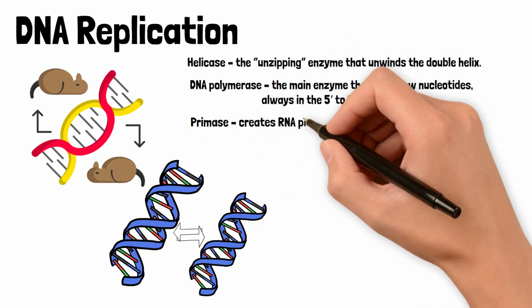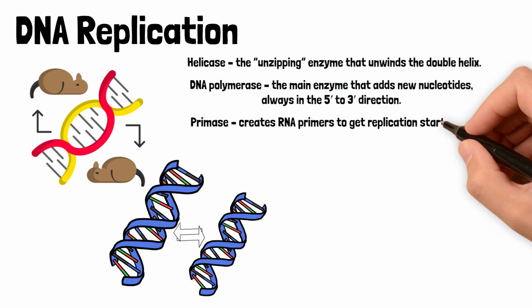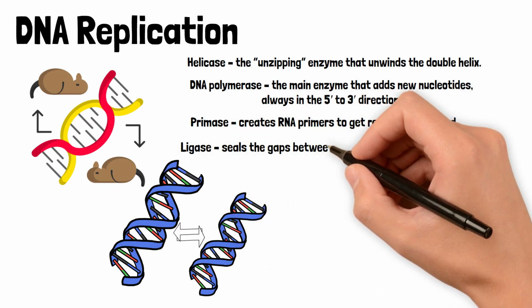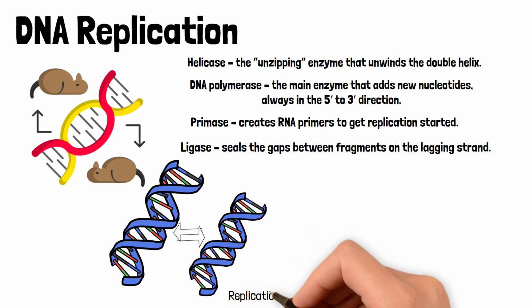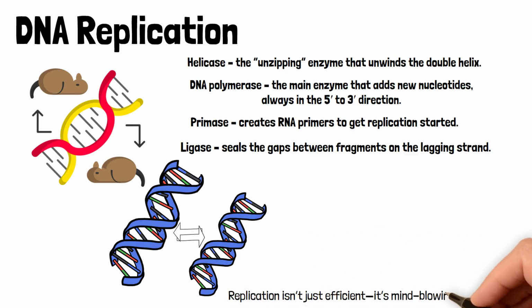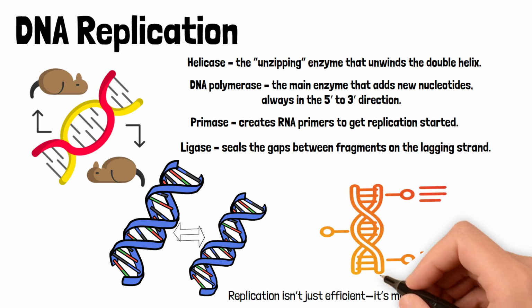Primase creates RNA primers to get replication started. Ligase seals the gaps between fragments on the lagging strand. Replication isn't just efficient, it's mind-blowingly accurate, with error rates as low as 1 in a billion nucleotides.